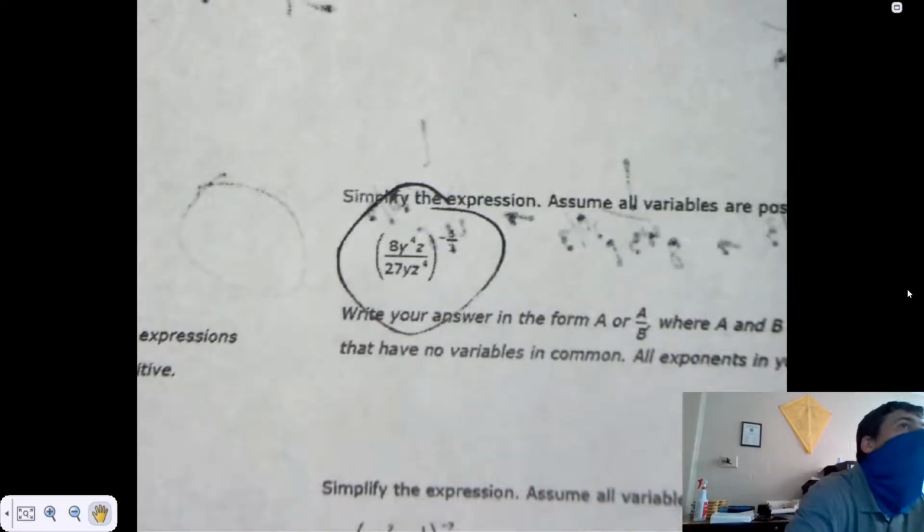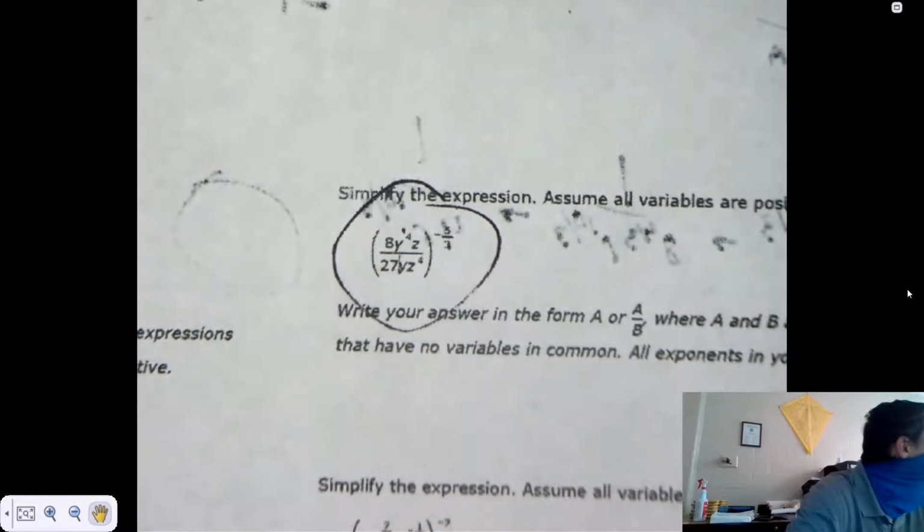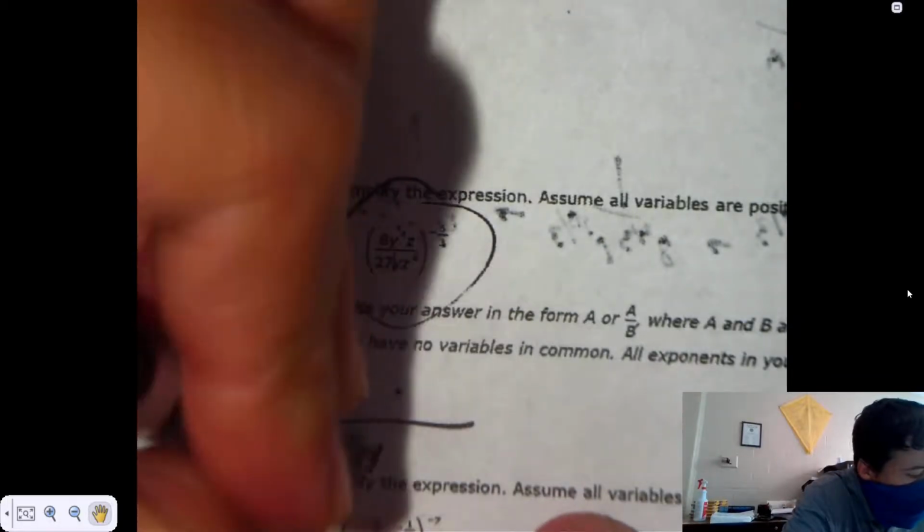That exponent is a negative 5/3. And every time I taught this in Algebra 2, I would tell kids to do what they can do in the parentheses first before they move on to the exponents, because there is work you can do in the parentheses. You got an 8 over 27. That doesn't necessarily reduce. But I see a y to the 4th over a y. What's that reduced to? Y to the 3rd. So I got my 8, I got my 27, I got a y cubed up top.